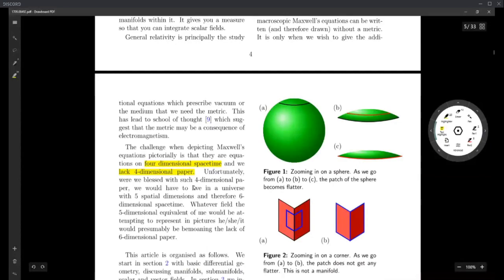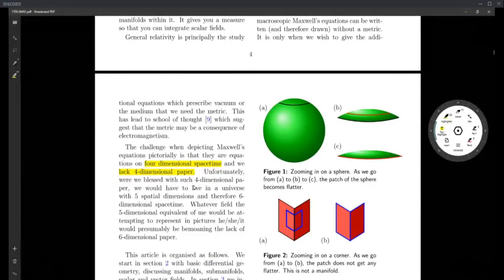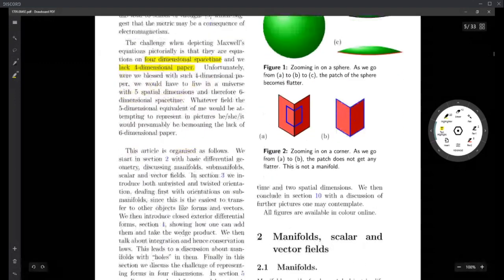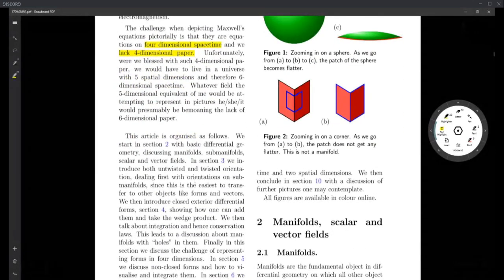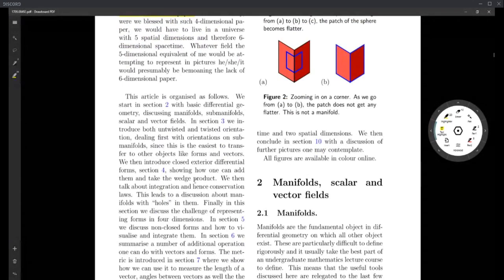So even if we were blessed with four-dimensional paper, there would be five spatial dimensions and therefore six-dimensional space-time. So you could keep going on and there's always going to be a challenge with Maxwell equations. But like I said, we'll not go too much into the physics right now. Rather, we'll just be viewing the images and try to get the intuition we would need when we are handling the physics part of this.